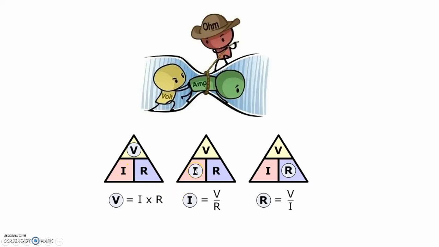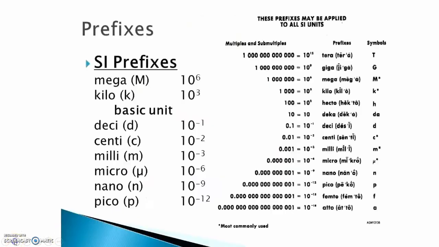If you want to calculate the current, you put your thumb over the I, so it covers it up, and that gives you the formula V over R. If you want to calculate the resistance, then you put your thumb over the R and you get the formula V over I.